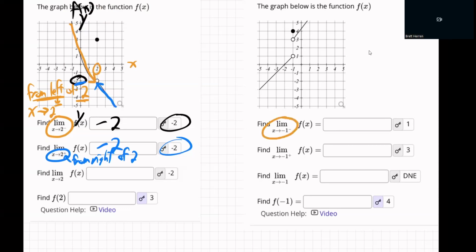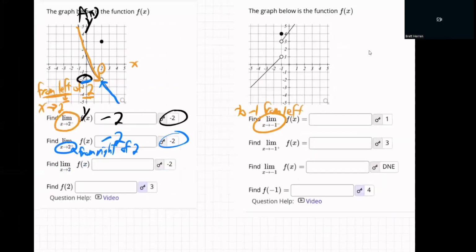This one is going to negative 1 from the left. See how it's got a negative in front of the 1, so it's a negative 1, and then it's got a negative in the upper right-hand corner, which means from the left. That means to negative 1, and the negative in the power means from the left. So here's negative 1 on the x-axis. We're coming this way. And what is the height? What is the y value we're getting close to? Well, 1, height of 1.